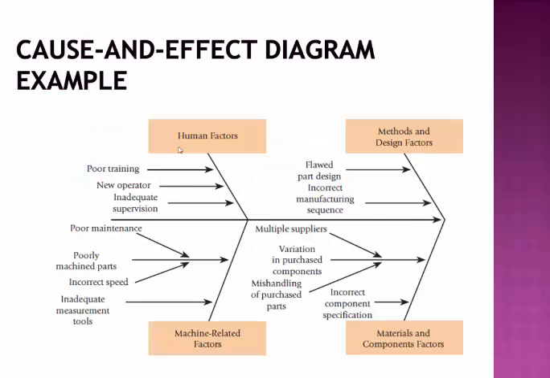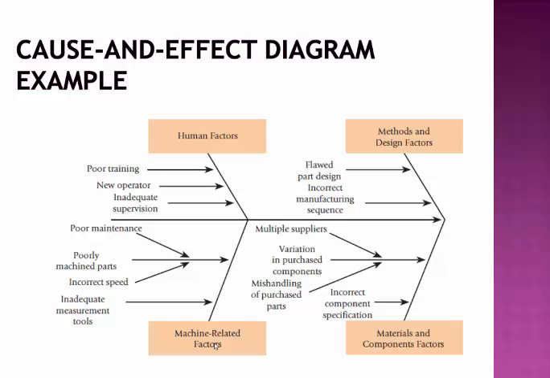So here's what the fishbone or the cause and effect diagram looks at. Notice what some of these categories are. Human factors: poor training, a new operator who hasn't really got the hang of it yet, inadequate supervision. Maybe they have poor training or no training. No one is showing them how the company expects them to do things. Methods and design factors: is there a flawed part design? Are we doing something in an incorrect manufacturing sequence? You guys have looked at some of those sequence things in operations management.